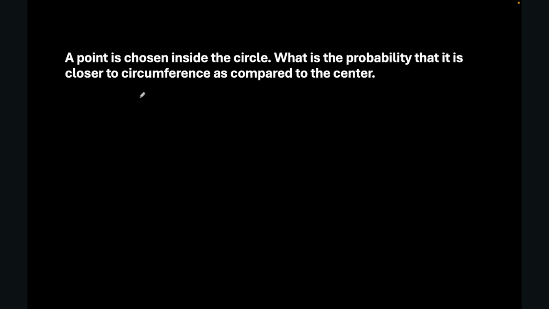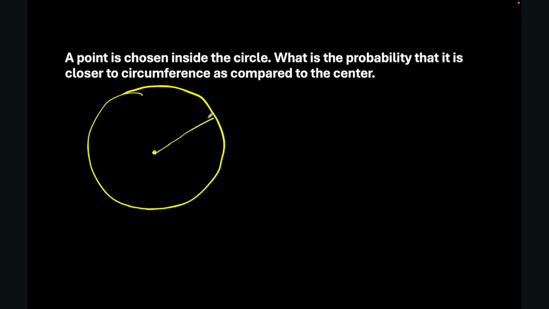Okay, so let's say we have a circle. I'm going to draw it a little bigger this time. This is the center. It's asking, what is the probability it is closer to the circumference as compared to the center? If it's closer to the circumference, I'm going to have to divide the radius, this is my radius r, in half. So if I draw a dotted line like this, it is going to be r by 2.